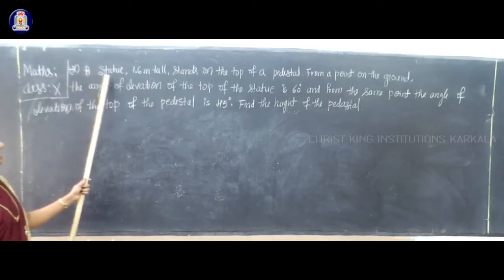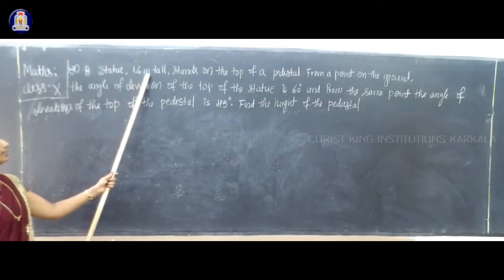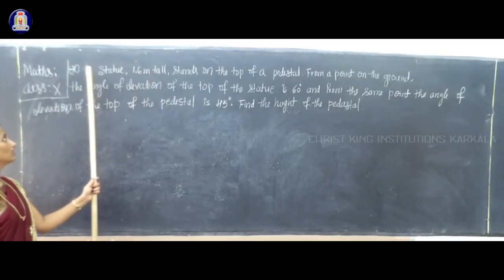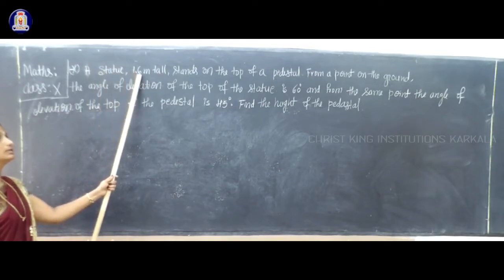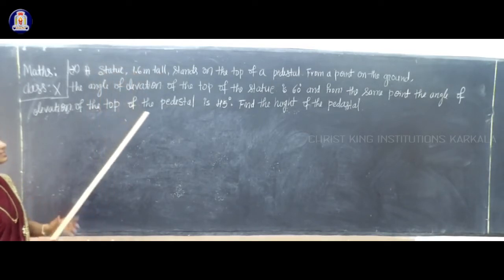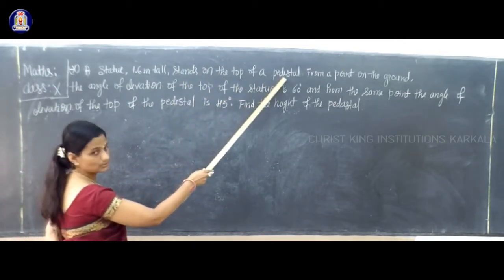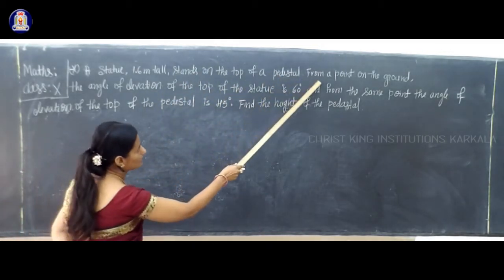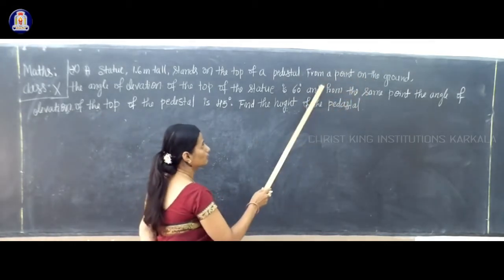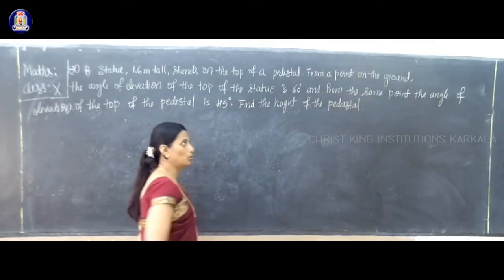Question. A statue of 1.6 meter tall stands on the top of a pedestal. Find, from a point on the ground.